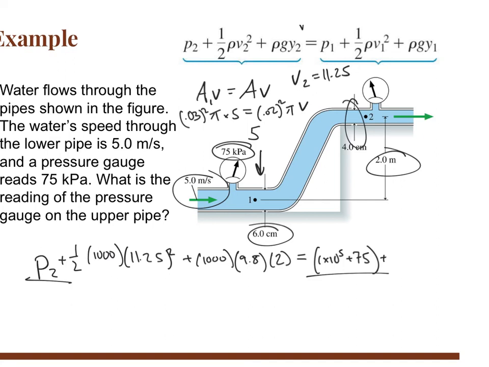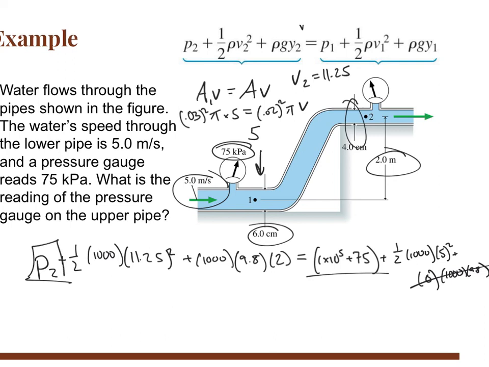Plus 1/2 rho is still 1,000 times V1 squared. So V1 is 5 squared plus 1,000, still running out of room, 1,000 times 9.81, I guess, times, I'll put the term over here for Y1. Y1 is going to be at what we'll call 0. So this term will go away. All right. So you can use that to solve for P2.